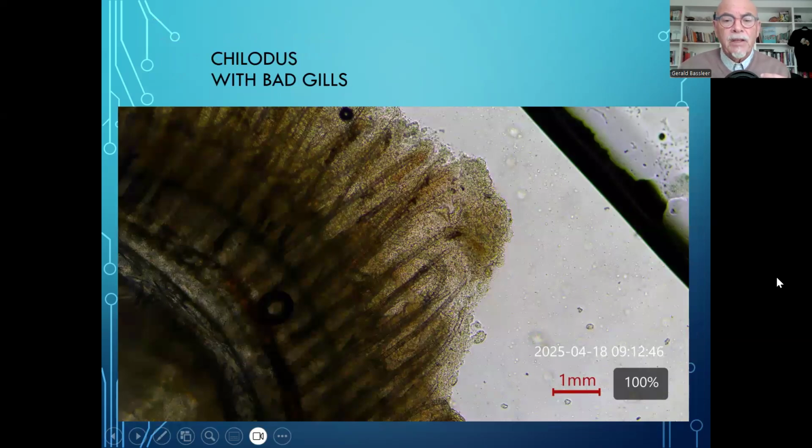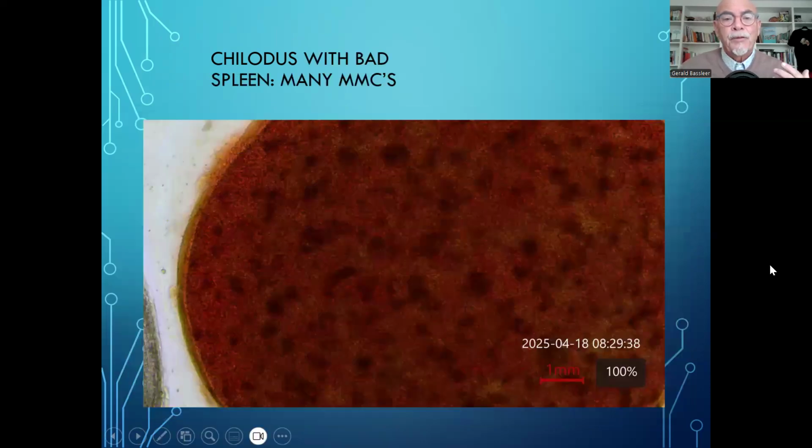And we found that the gills were bad. You can see this part of the gills is not functioning. Some parts here are getting deteriorated, infected by a bacterial infection. So the lamellae are not functional and there is no gas exchange. They cannot take up oxygen anymore through that part or release CO2 or ammonia. The spleen had a lot of melanomacrophage centers. That means it reacted to an infection.